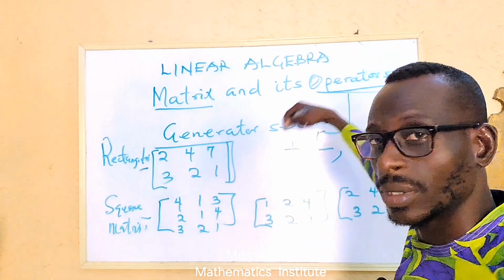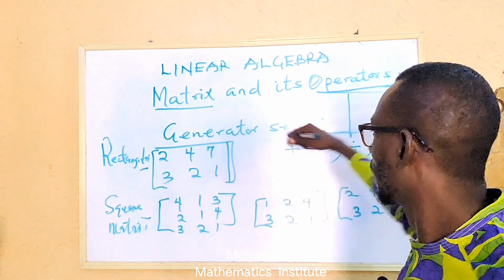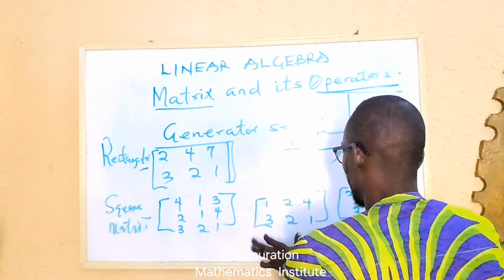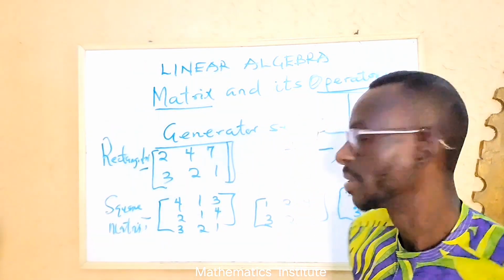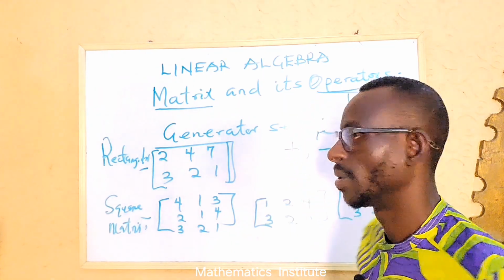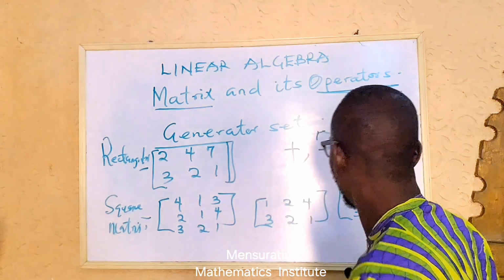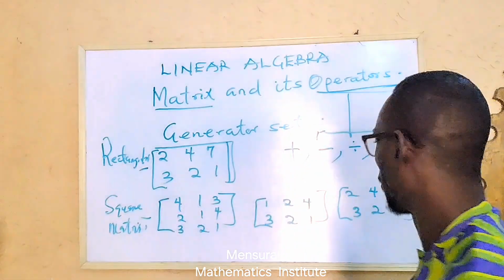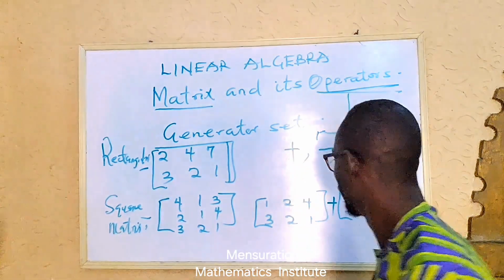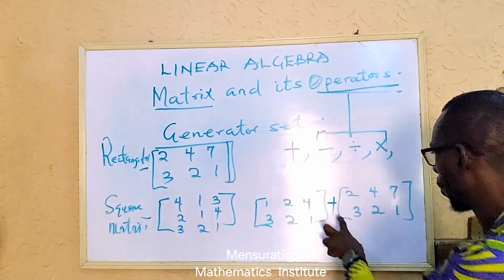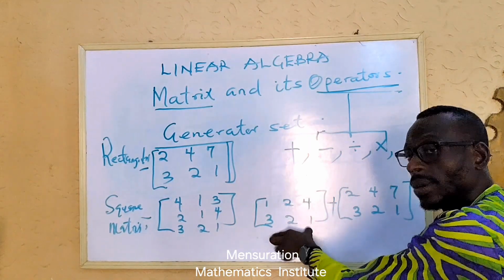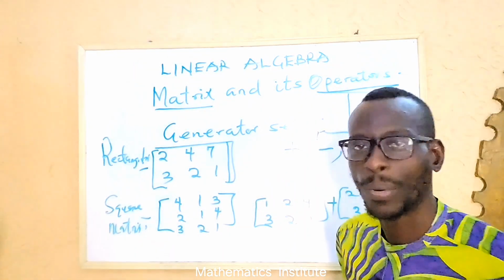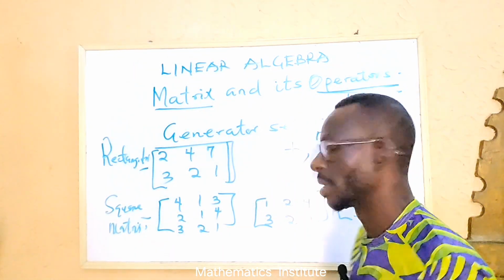It is the operators. Each operator, whatever you want to use, acts on the matrices to produce a result. Let's assume we are using the positive operator here. We have positive. That means it is a command that tells the matrices what to do, which automatically brings up or produces a result.